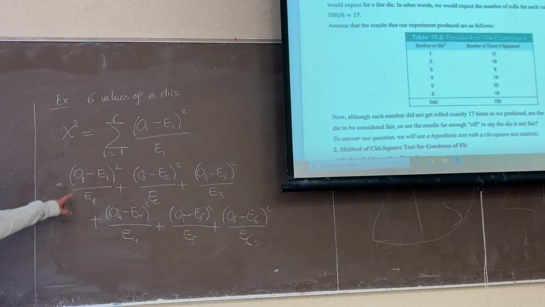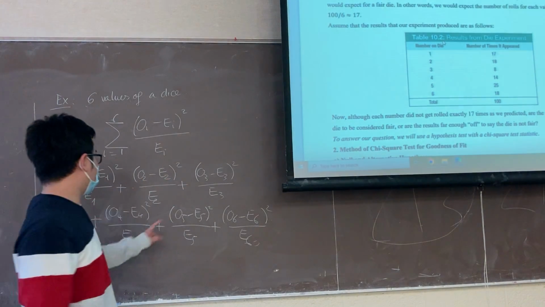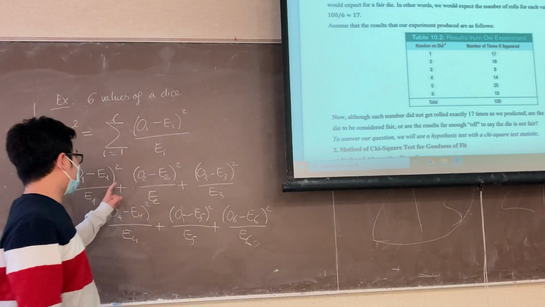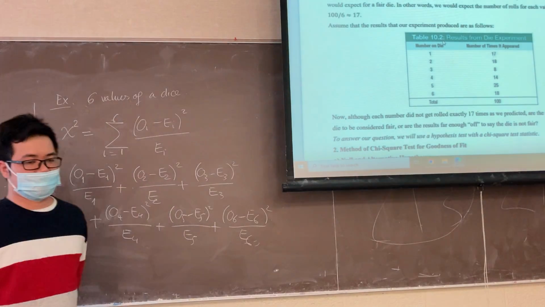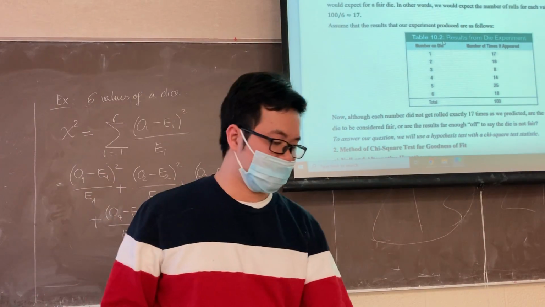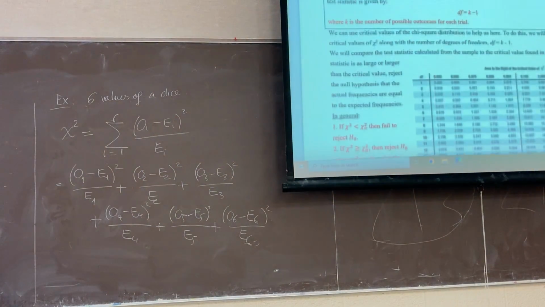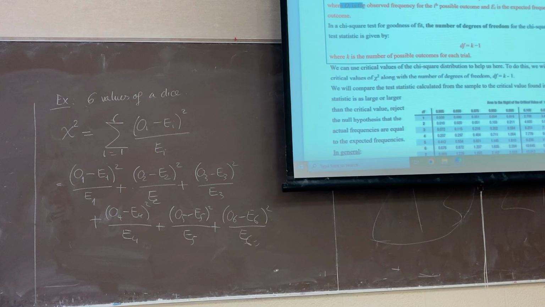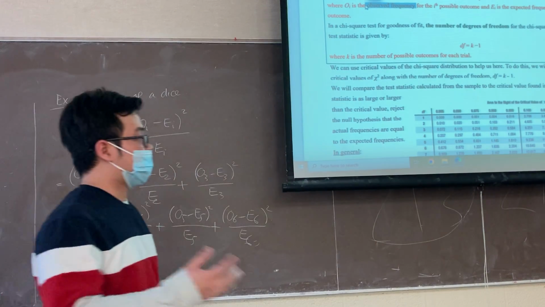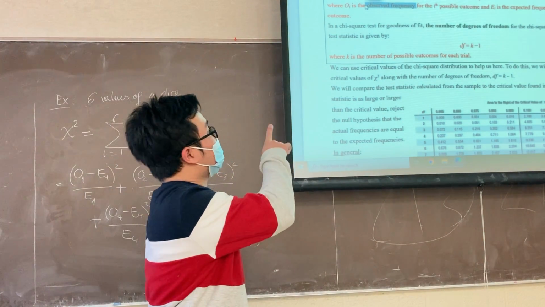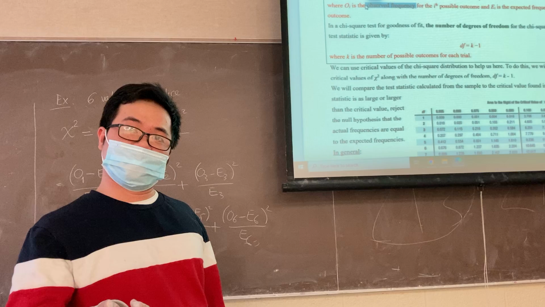And what about O1, O2, O3, O4, O5, O6, E1, E2, E4, and so on? How do we know this? Okay, let me look at the formula here. Oi here is the observed frequency. Look at the keyword: observed frequency. That means this is the frequency you observe from the experiment, right?